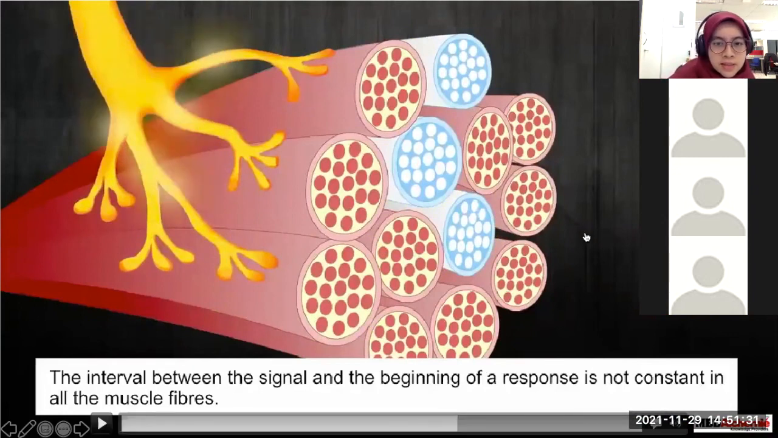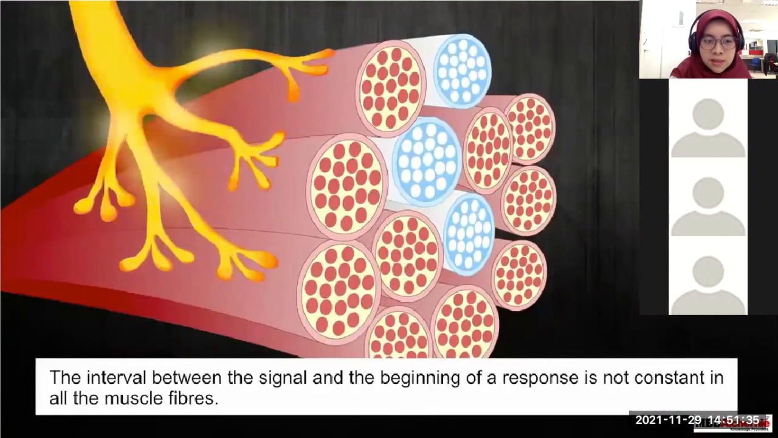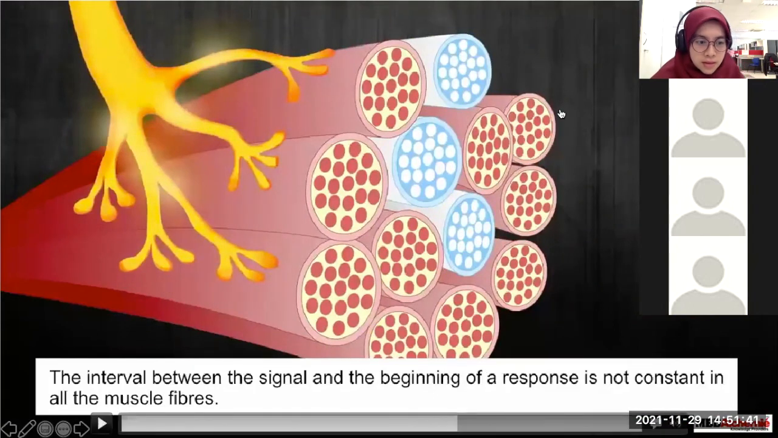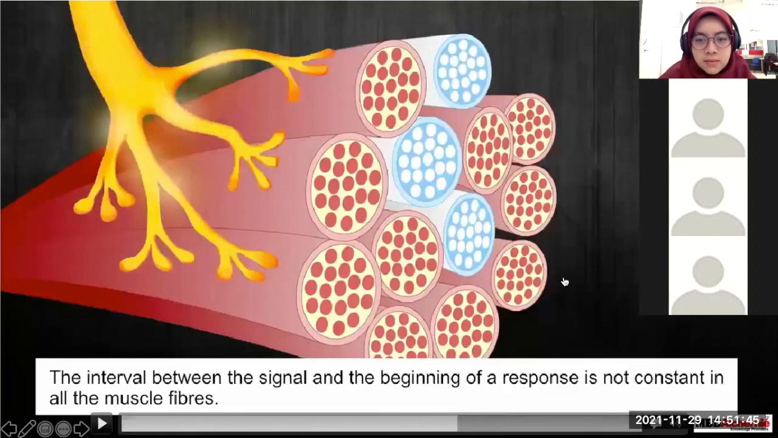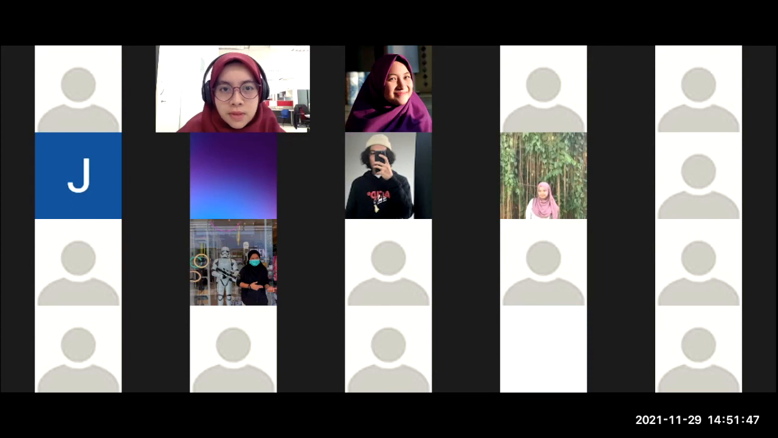Okay, so that is just what you need to know for muscle biochemistry up until the role of calcium ion and also ATP. Okay, so any question?